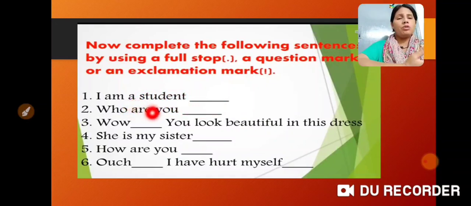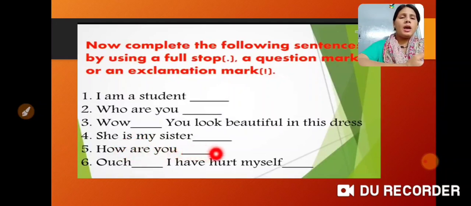Then, wow, you look beautiful in this dress. This sentence is telling us a feeling of surprise, so we will put the sign of exclamation here. The fourth one is, she is my sister. This sentence is telling us something, so we put a full stop here. Then, how are you? This sentence is asking a question, so it ends with a question mark.